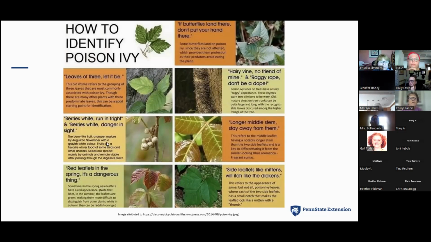Berries white, run in fright. Berries white, danger in sight. I have never seen poison ivy berries, but I know they exist, and they're little white berries like you see here. What happens is that the birds love them, and then the birds sit in trees and poop, and wherever a poison ivy seed lands after having gone through the bird's GI tract, it can sprout.